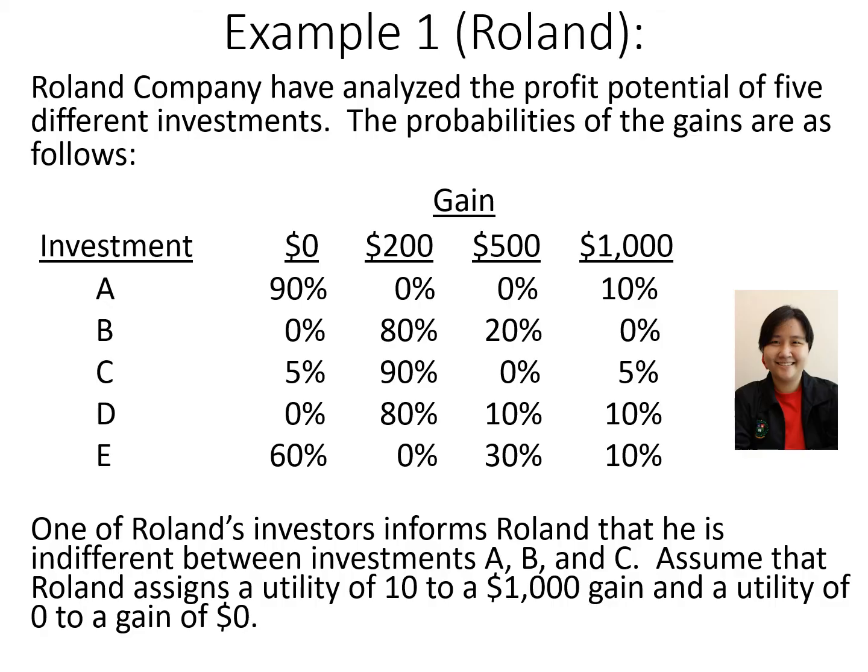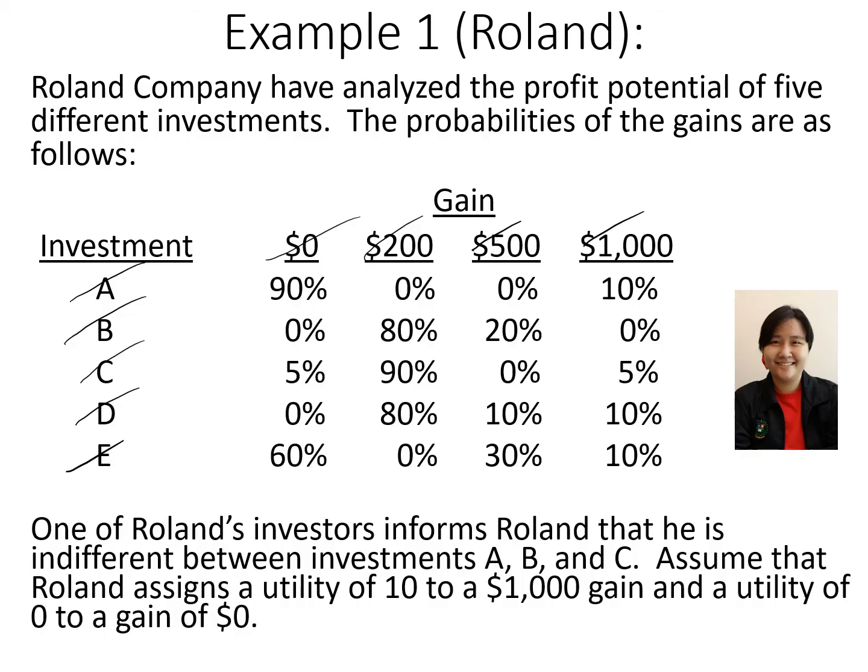Let us solve this problem pertaining to Rowland Company. Here, we are given 5 investments and 4 potential gains. We are also given the probabilities attached to each gain or payoff. So, if investment A is chosen, there is a 90% chance that there will be no gain. There is no chance to gain $200. There is no chance to gain $500. And there is a 10% chance to gain $1,000, so on and so forth.